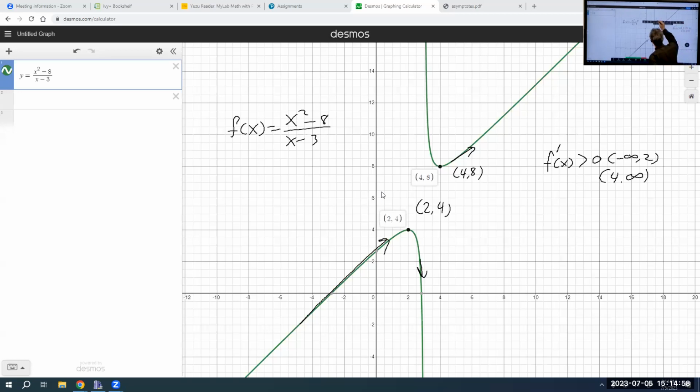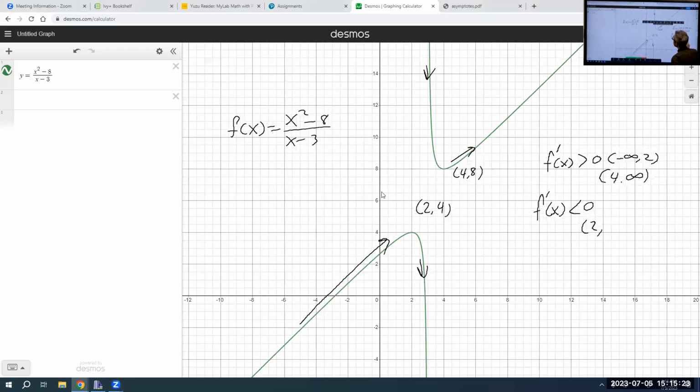Where is it decreasing? f prime of x is less than 0. Starting at positive 2, up to the vertical asymptote, which looks like it's x equals 3. Then from 3 to 4, it's decreasing.